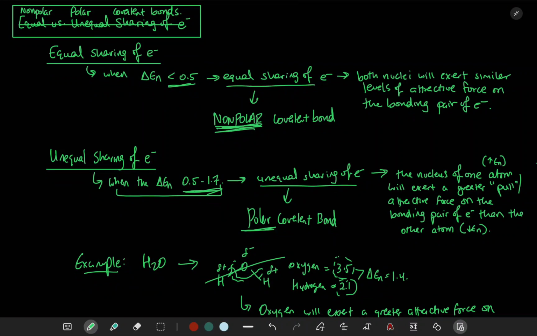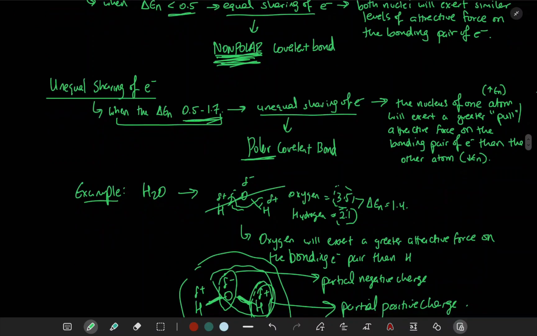Equal sharing of electrons comes about when the difference in electronegativity between the two bonding atoms is less than 0.5, and that again results in equal sharing of electrons, because both nuclei will exert similar levels of attractive force on the bonding electron pair. And when there is equal sharing of electrons, you end up with what's called a nonpolar bond, because there aren't poles across the bond, right? Because the electrons are located towards the center of the bond, so each of the two atoms will remain in their natural state of charge. There's not going to be poles across that bond. Whereas unequal sharing of electrons happens when you have the delta electronegativity between the two atoms between 0.5 and 1.7. And again, it results in unequal sharing of electrons.